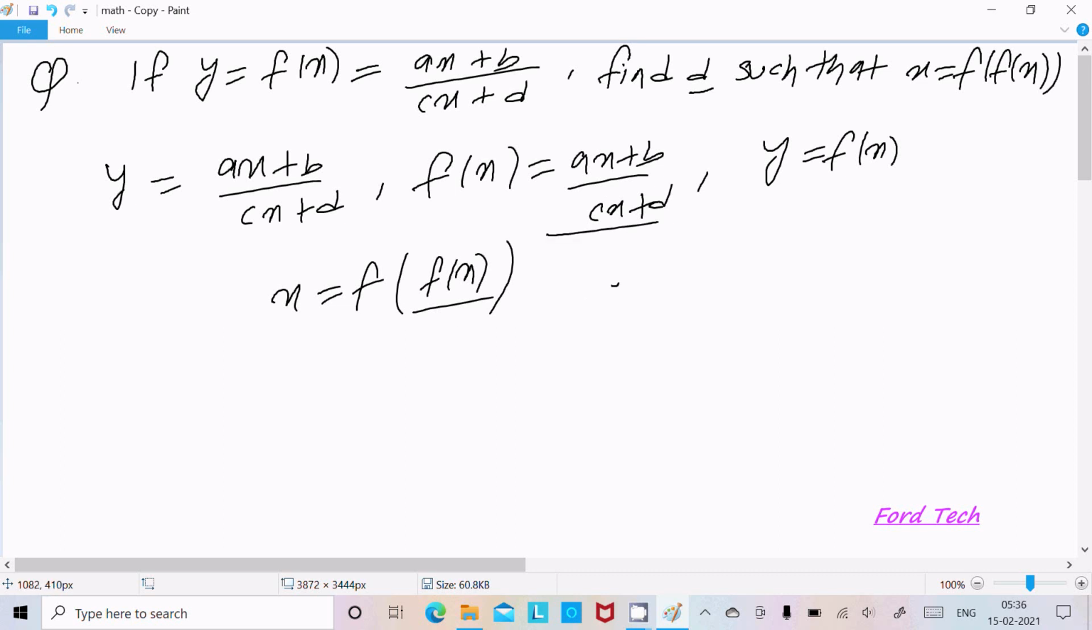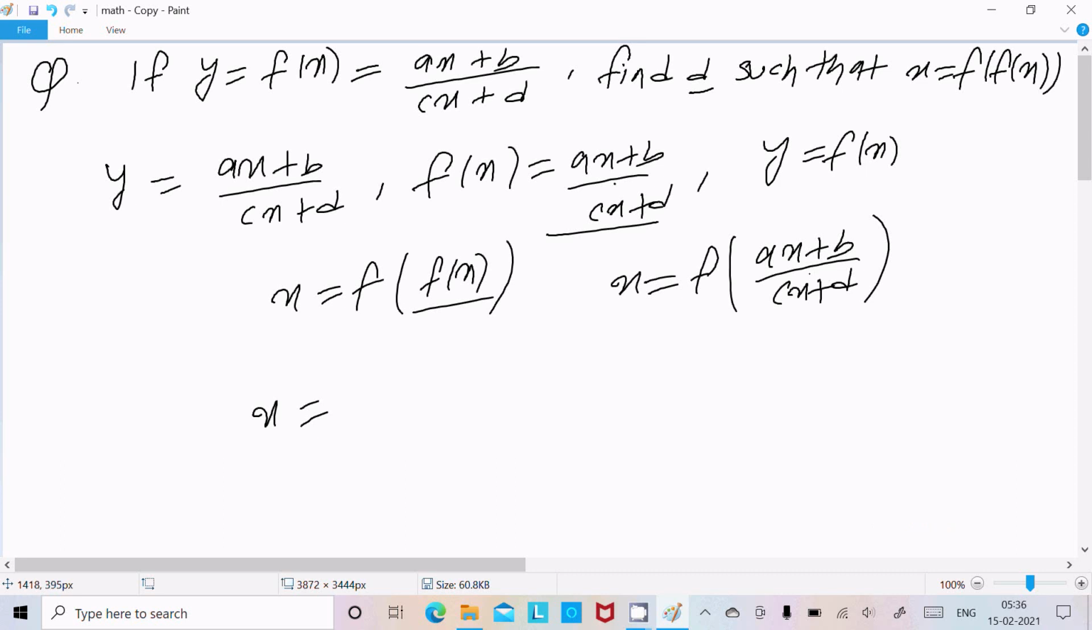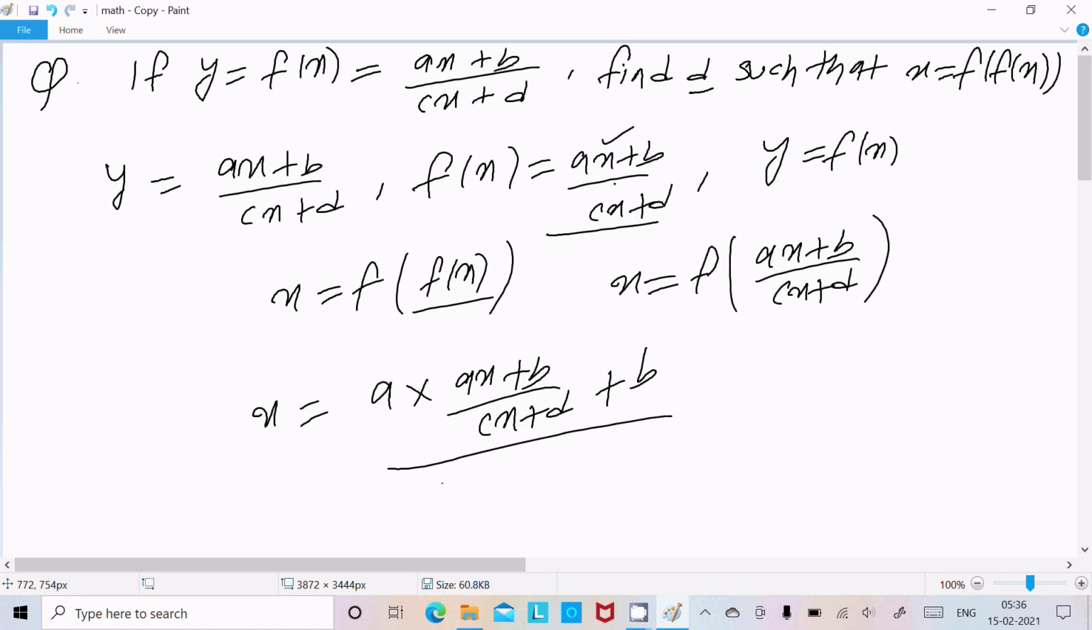So here x = f(...), and going to write this all: (ax + b)/(cx + d). Now x = f((ax + b)/(cx + d)). So in place of x I'm going to write (ax + b)/(cx + d). So here a into (ax + b)/(cx + d), plus b, and hereafter the same thing, c into (ax + b)/(cx + d), and here plus d.